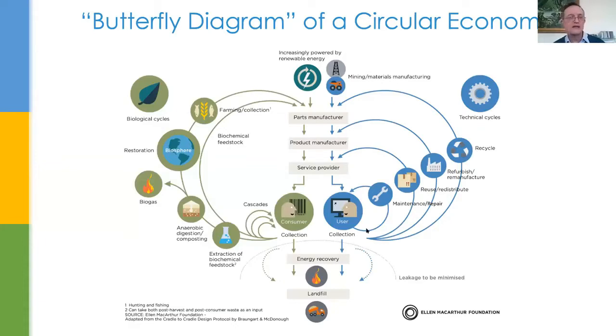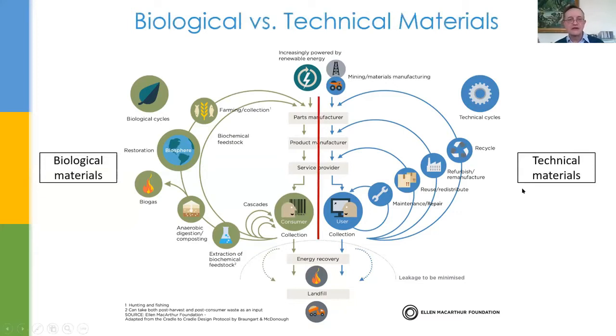There are other diagrams out there, but I think this one gets the overall picture pretty well. The first thing that we notice about this diagram is that it has two parts to it, the two wings of the butterfly. And there's a very good reason why this diagram makes this primary fundamental distinction between the way we cycle biological materials through the biological cycles and the way we cycle technical materials through the technical cycles.